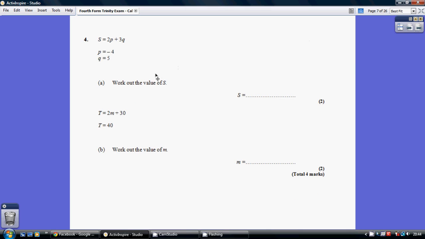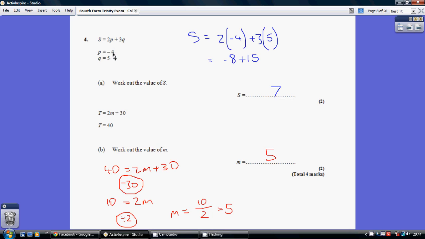Question 4, work out the value of S. This is just a substitution question. We know that P is minus 4 and Q is 5. So substitute minus 4 in, so 2 lots of minus 4, and substitute Q being 5 in, 3 lots of 5. 2 times minus 4 is minus 8, 3 5s are 15. And remember, when you're adding or taking, use the number line. Minus 8 and then you add 15 takes you to 7.